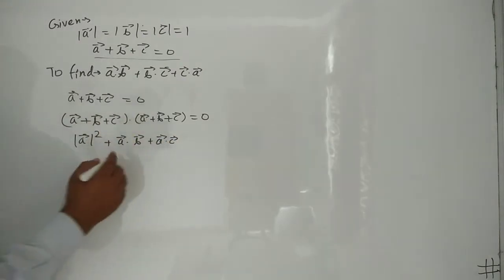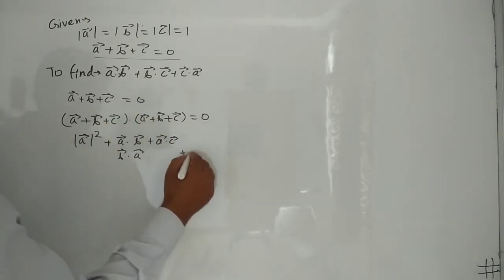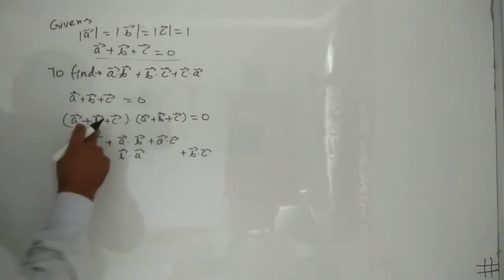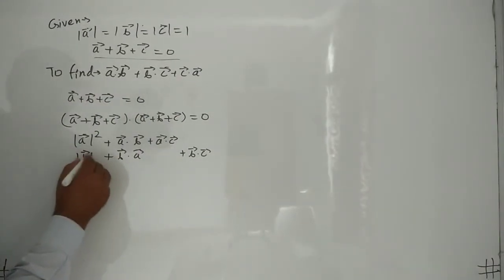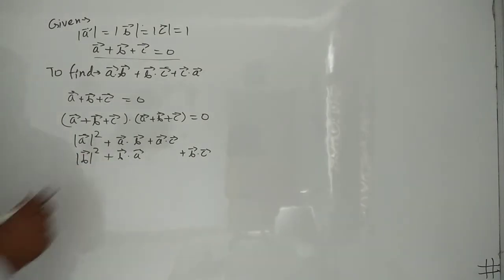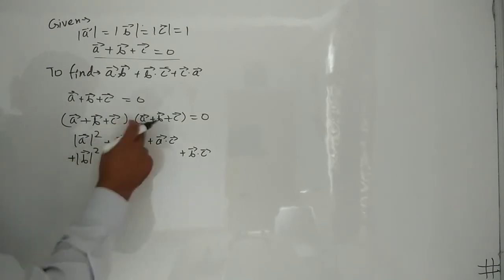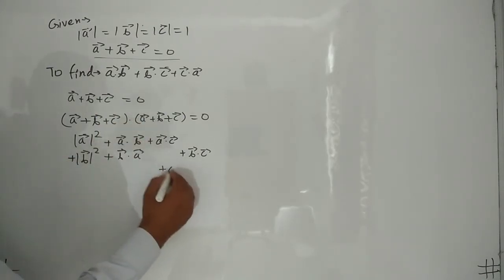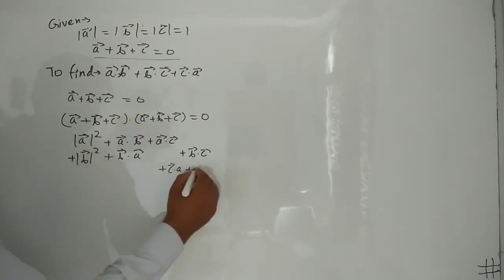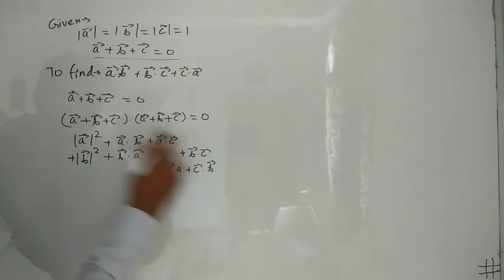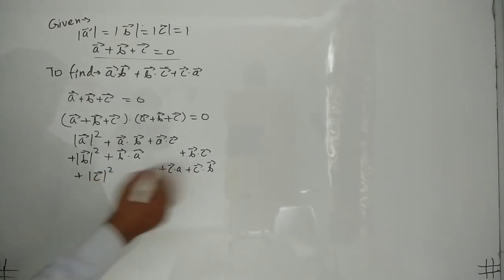You have B dot A, you have B dot C, and you have B dot B. So B dot B is vector mod B square. Now C is multiplied with all these three, so you have C dot A and C dot B and then C dot C, that is mod C square.